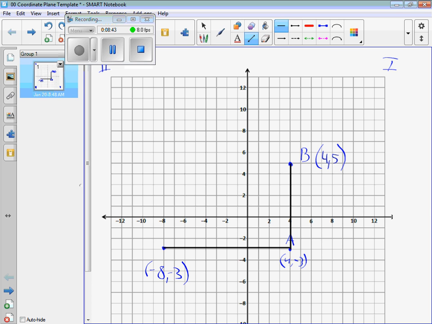Yeah, Ben? Actually, negative 8, negative 3, let me see. Did they tell you to label it C? Yeah. Okay, great. I think that's easier anyway. Put C here. I'm fine with that.